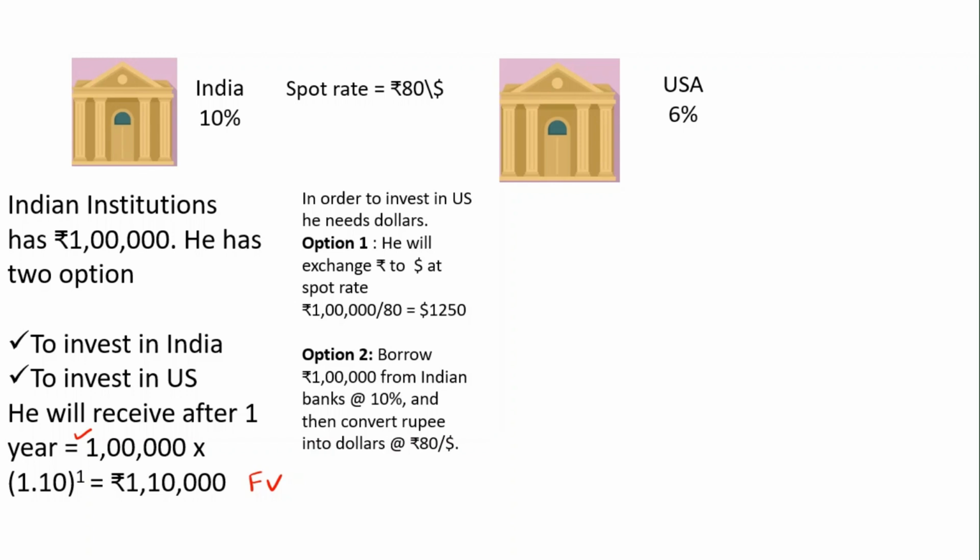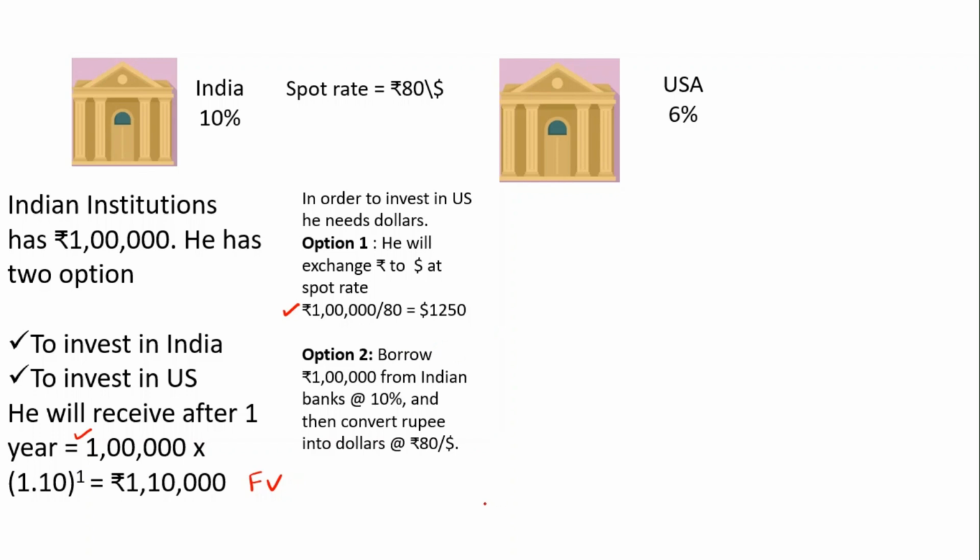The first option is that if you already have money, that is 1 lakh Indian rupees, it is better he gets it converted into dollars. This is the first option which he is doing. So suppose he is going with this first option. This means 1 lakh Indian rupees, and the spot rate is 80, so it will eventually turn out to be $1,250.